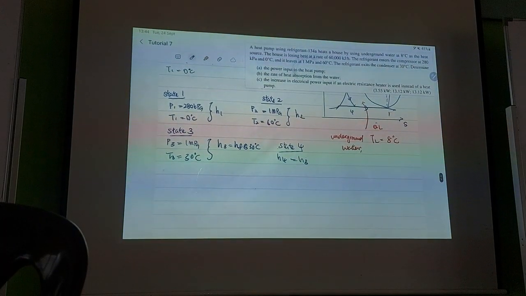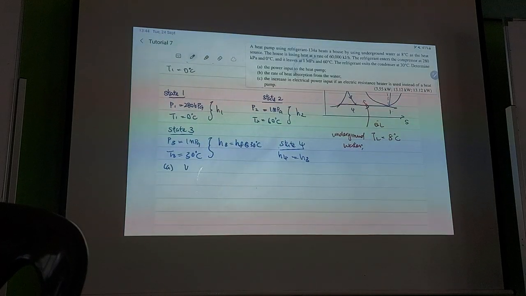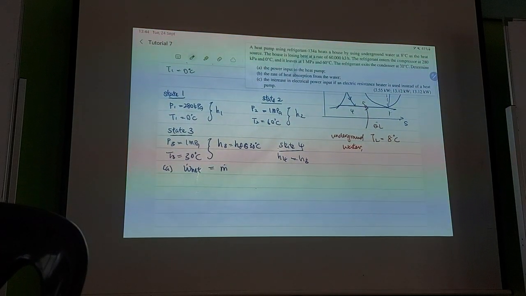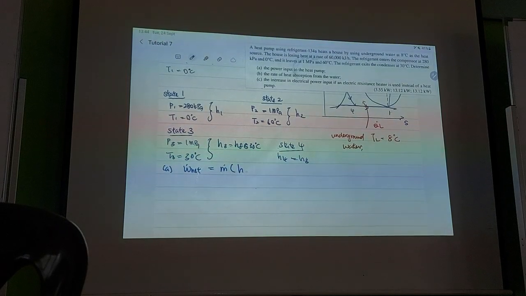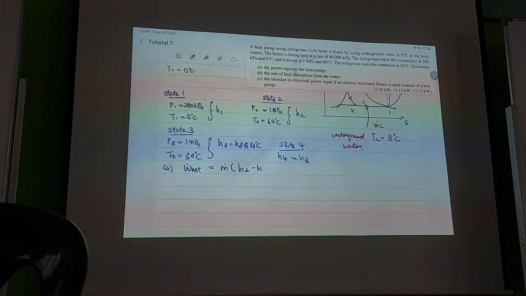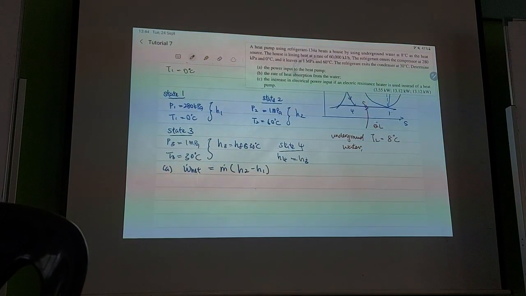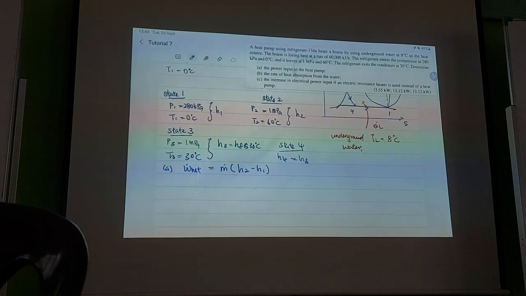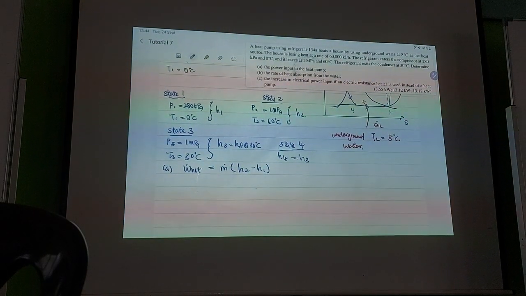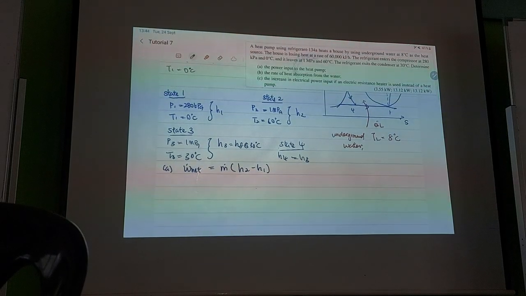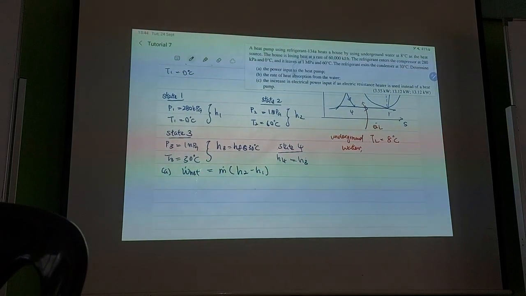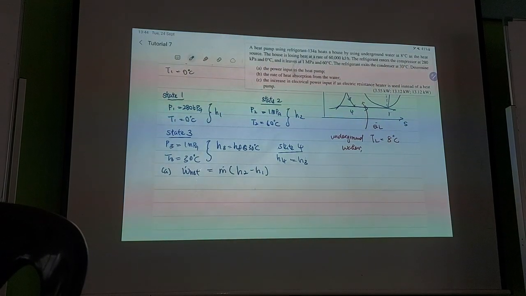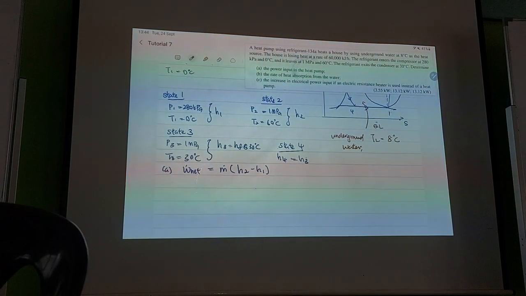Okay, so A, we want the power input. So power input is H2 minus H1. Once again, just a reminder: if the question never mentioned any term like specific or per unit rate, we always want them in terms of the full term, the capital letter version. Which means we need mass flow rate in this case.